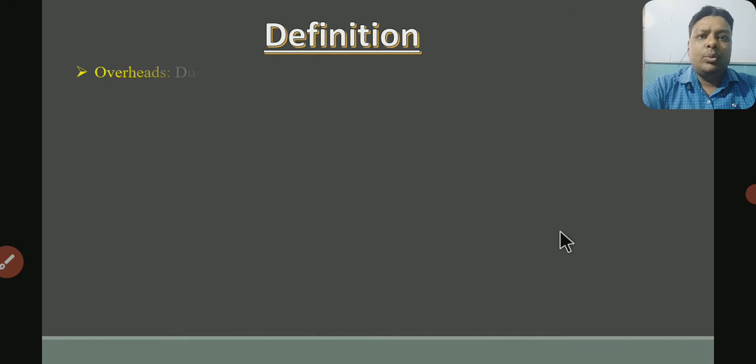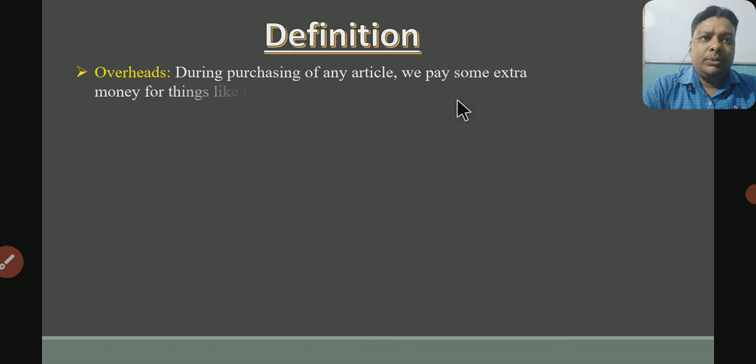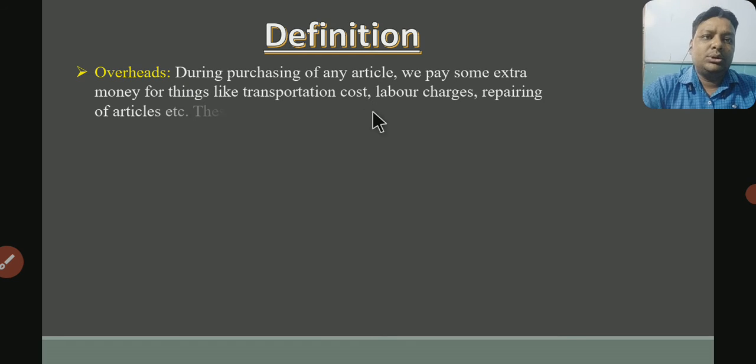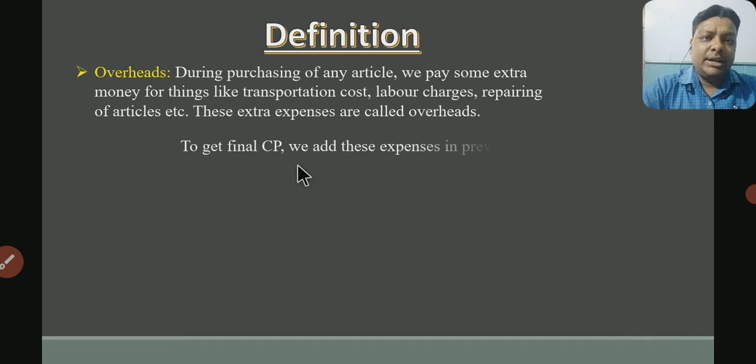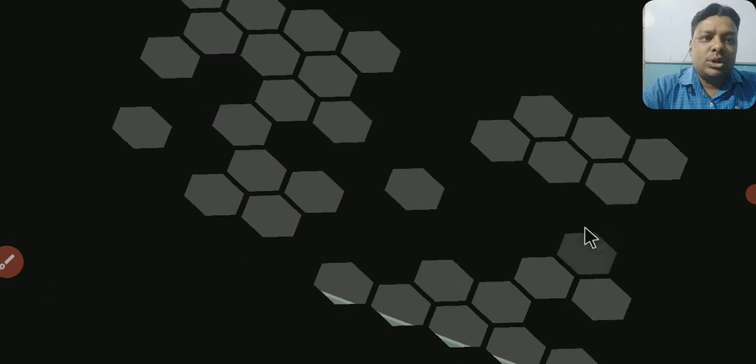Now, the definition of overheads. During purchasing of an article, we pay some extra money for things like transportation cost, labor charges, repairing of articles, etc. And these extra expenses are called overheads. What will be the formula of overheads? Here you can see, to get the final cost price, we add these expenses to the previous cost price. It means the price which you have purchased, and you will add the overheads, that means the transportation cost, labor charges, etc. Then you will get the total CP, and this total CP you have to use to solve the question. Okay. So now let's solve some questions related to it.